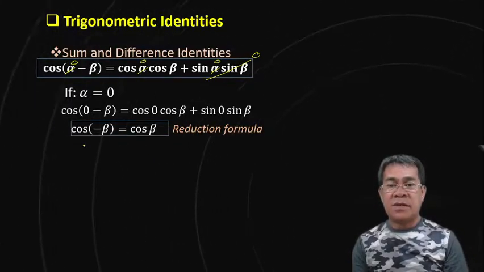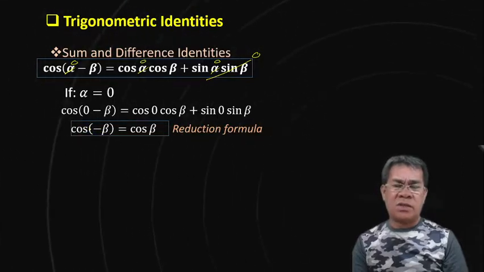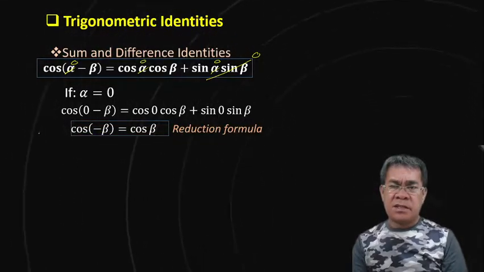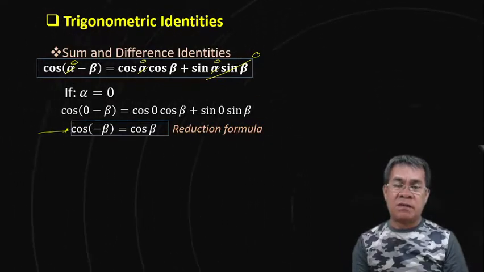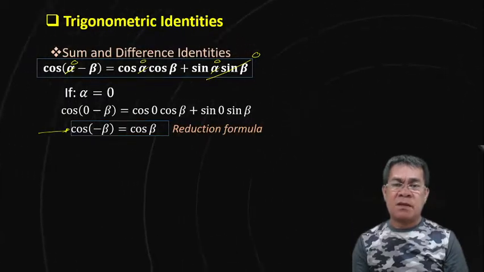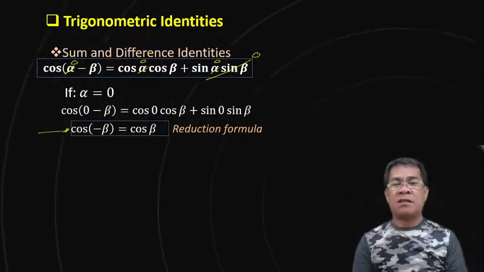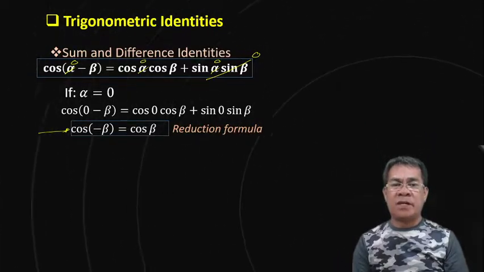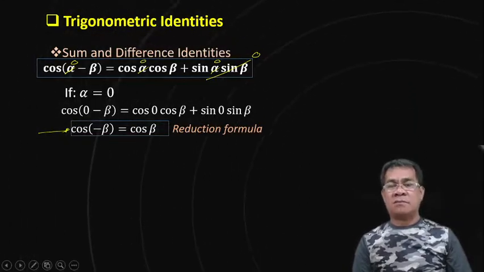So for now, we have the cosine of the negative angle. What does it mean? It signifies that if you have the cosine of a negative angle, you just simply use only the positive angle. So you can eliminate this negative because this is the result, and we call this the reduction formula. And this reduction formula was derived because of this identity.